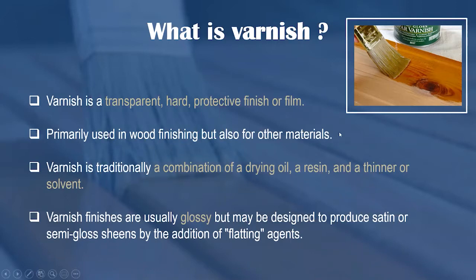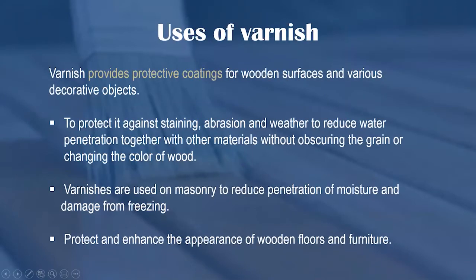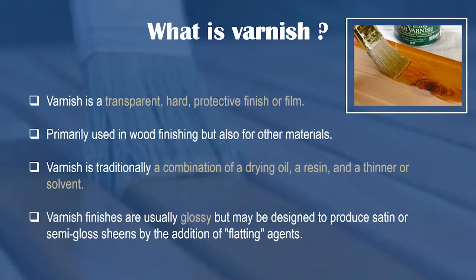Varnish is traditionally a combination of a drying oil, a resin, and a thinner or solvent. Varnish finishes are usually glossy but may be designed to produce satin or semi-glossy finishes by the addition of flattening agents.